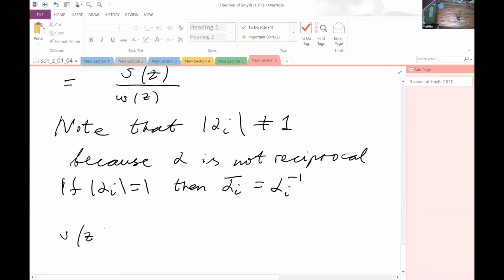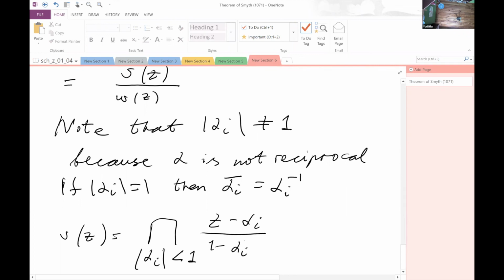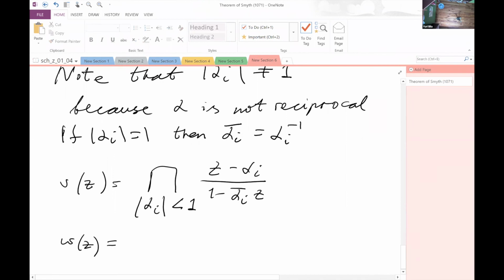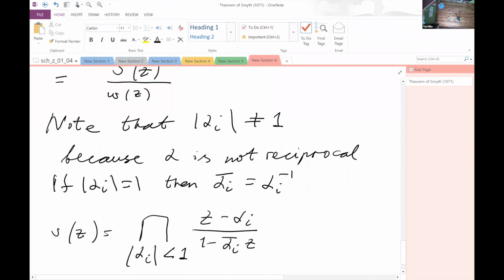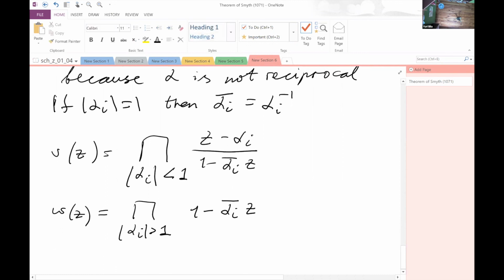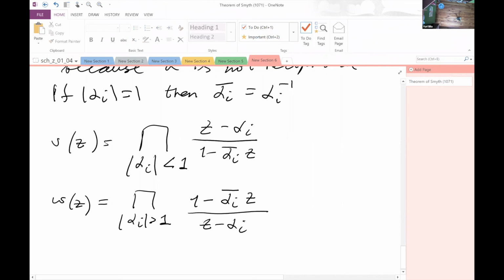So we denote by V of Z the same Blaschke product, but where the absolute value of alpha I is smaller than 1. So Z minus alpha I over 1 minus alpha I bar Z. And we denote by W the one where we gather the alphas which are bigger than 1 in absolute value. But since we want to put it in the denominator, we reverse them. So we write 1 minus alpha I bar Z over Z minus alpha I. And so our U, as I said, is V over W.